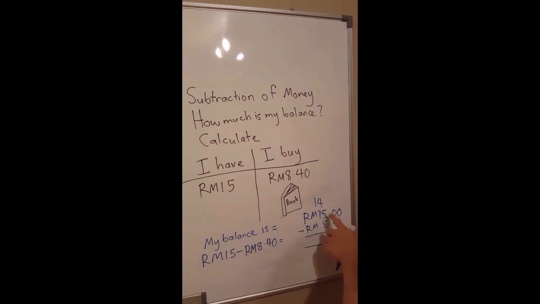Now, we know that we borrow 1 ringgit over to the cent column, right? We know that 1 ringgit is equivalent to 100 cent. So 1 ringgit gets regrouped to 100 cent. We can write this as 100.